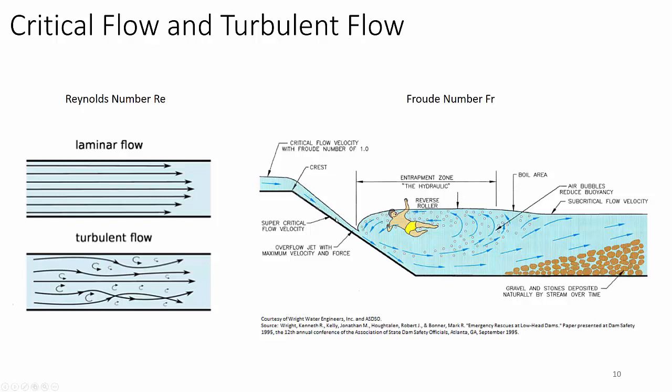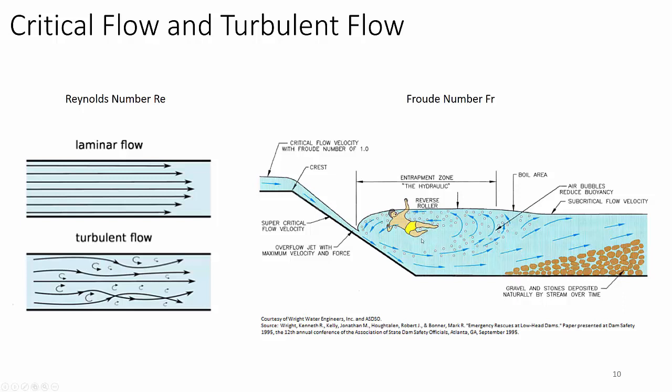Water was laminar coming down, which means it can accelerate because there's very little turbulence and it's moving in straight lines. Then it hits this slow moving water, subcritical water. It has supercritical flow velocity. Overflow jet with maximum velocity and force hits, and it creates this reverse rolling. It's called an entrapment zone in a boil area.